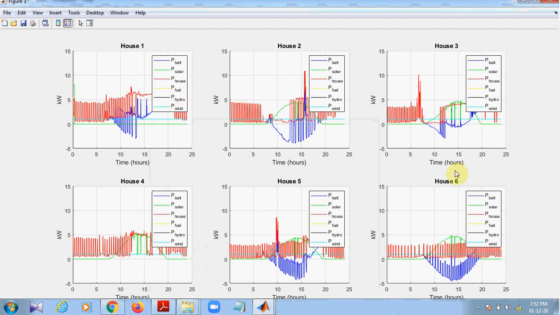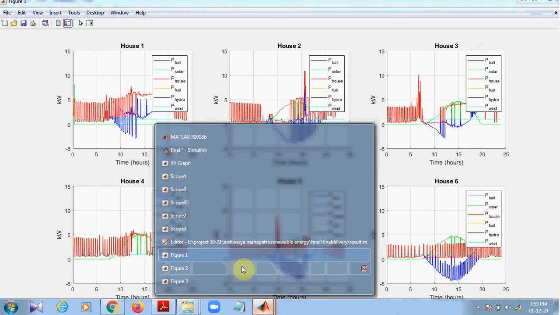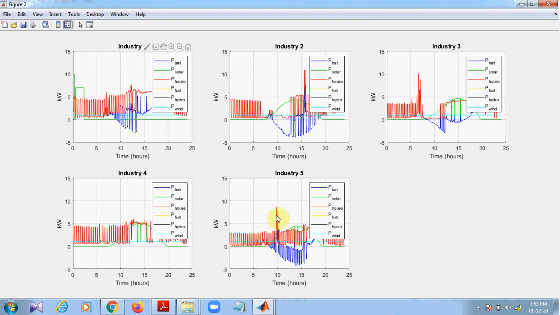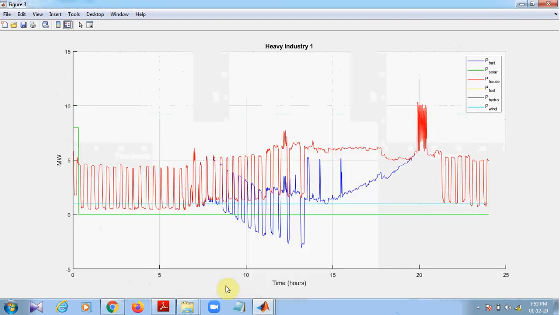This is the model showing houses, house 1, 2, 3, 4, 5, 6, which are consuming power from our different sources. All the colors represent how much power is consumed at various times, and the power is shown in kilowatts. For industry it is in kilowatts, and for heavy industry it is in megawatts.